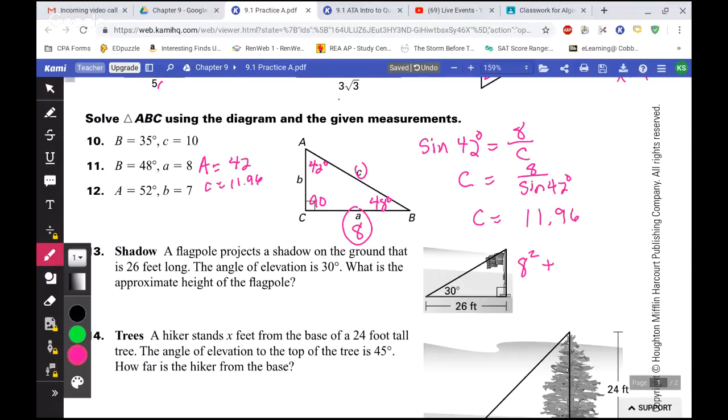8 squared plus B squared equals 11.96 squared. So 64 plus B squared equals 11.96 squared. So that's 143.04. Subtract 64 from both sides, and we have B squared equals 79.04. And you take the square root of that, and you have B equals 8.89.